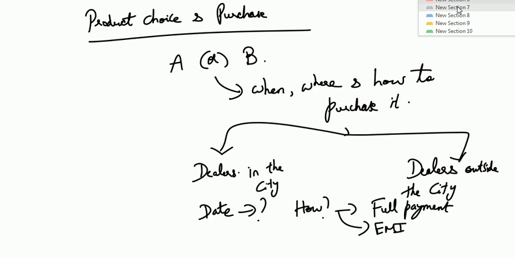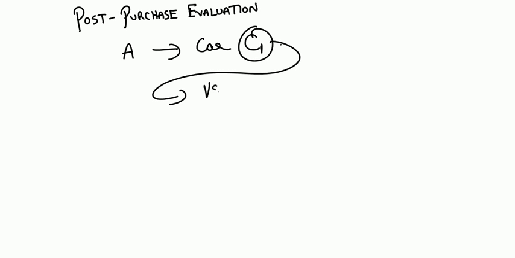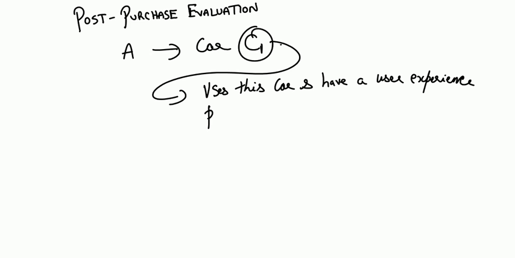Then the final step in this is post purchase evaluation. What is this post purchase evaluation? Consumer A has bought a car from a company, maybe a company C1. Now what he does is he uses this car and has a user experience. From that, he evaluates whether to continue with this product in case he needs a better car next time, if he wants to go for the same company or a different company or a different product. This is called post-purchase evaluation.